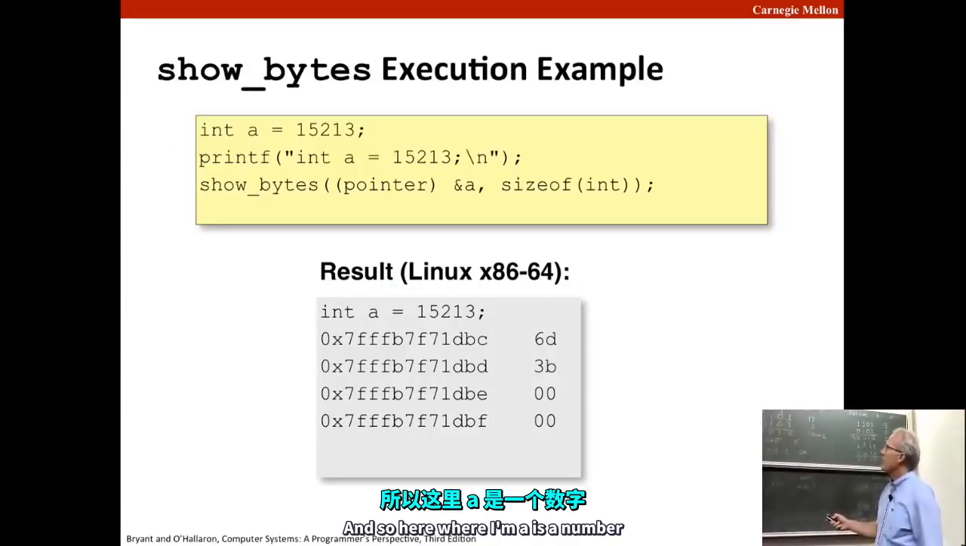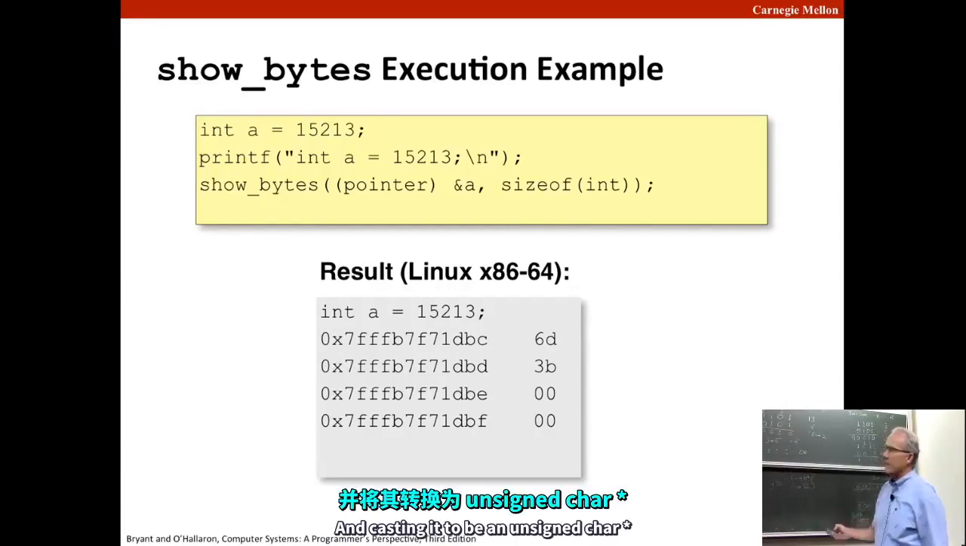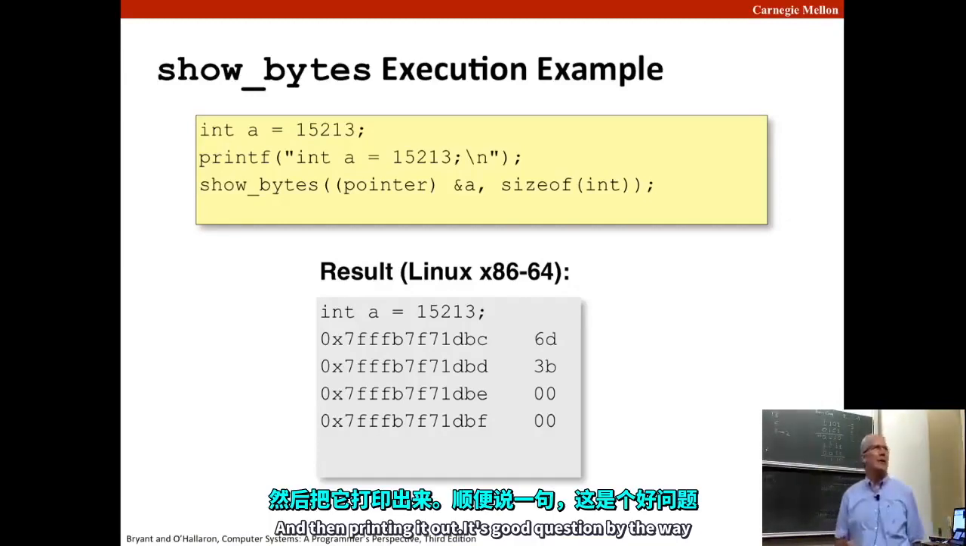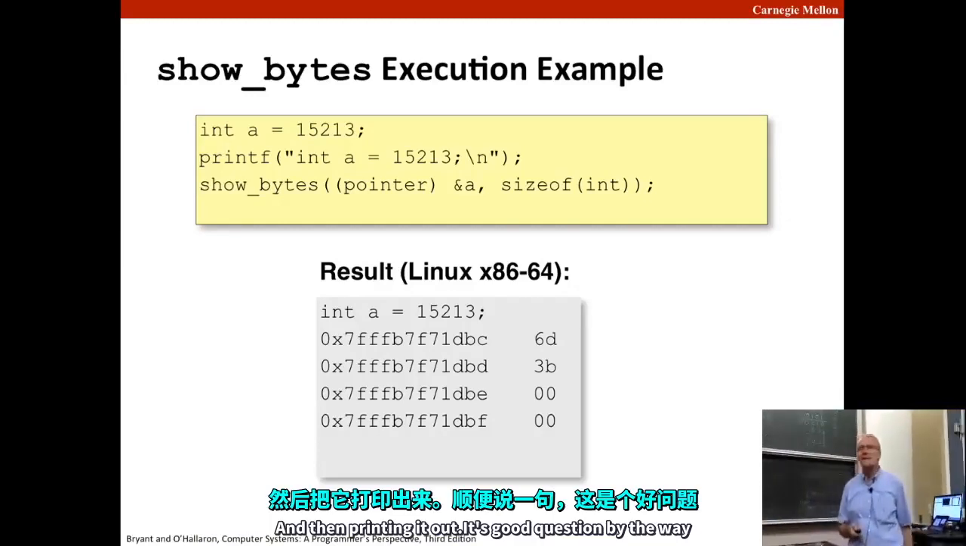And so here, A is a number, and I'm taking the address of that integer and casting it to be an unsigned char star. So it's a slightly generic pointer, but not quite as generic as a void star. And then printing it out. These are good questions, by the way.